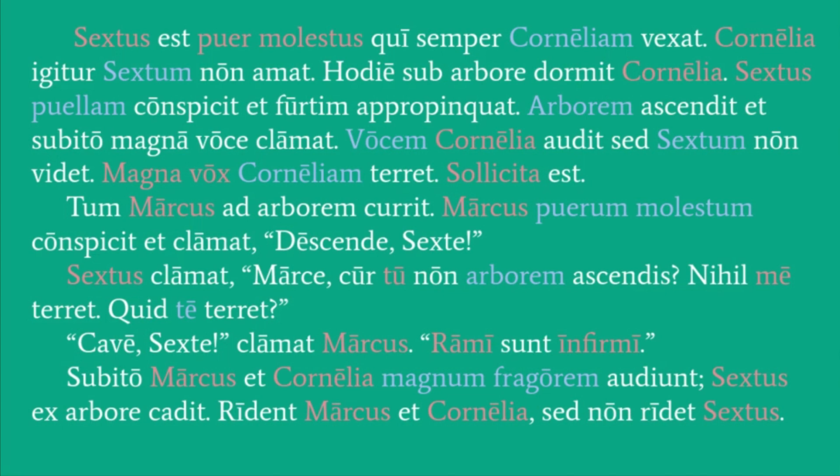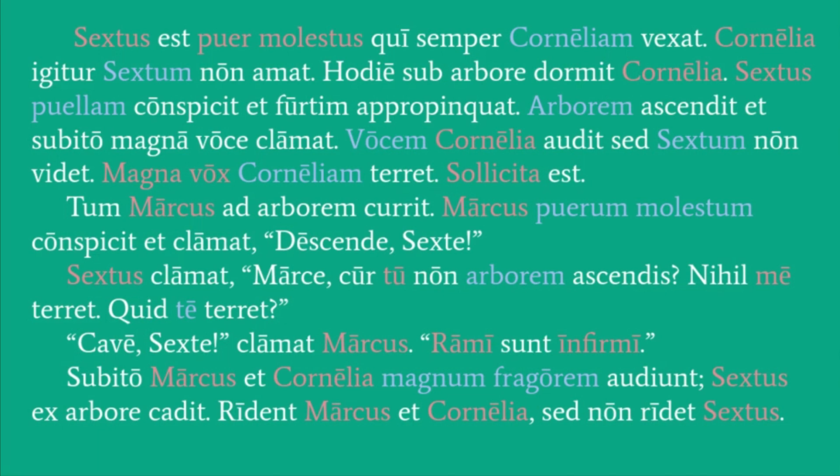You'll notice here in this sentence, there's no word in red, which is totally fine. It's still referring to Sextus. So all the verbs are ending in T, meaning he, she, or it is doing something. So when you see ascendit and there's no explicit subject, meaning no word in red or nominative case, it means it's still referring to the subject from the previous line. So Sextus climbs the tree. Arborem is my direct object, right?